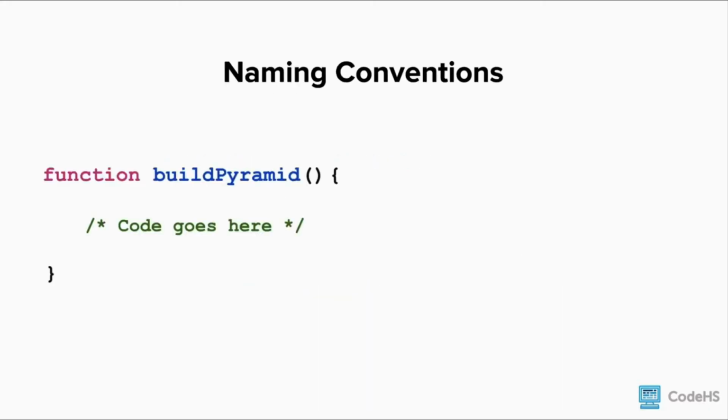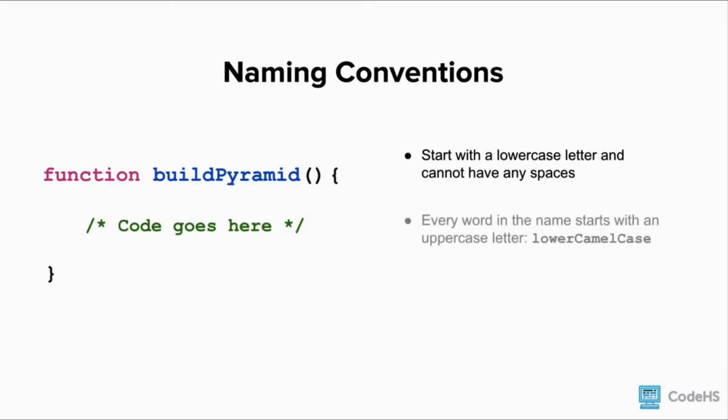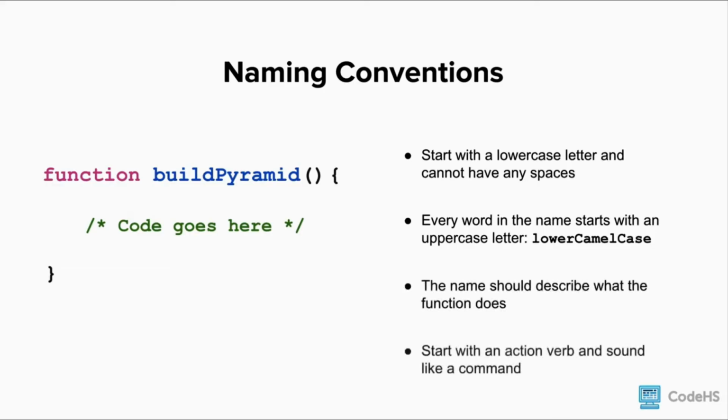Here are some naming conventions, or standards, we should follow when creating new functions in Karel. Every function should start with a lowercase letter and cannot have any spaces. Every following word in the name starts with an uppercase letter. The function name should describe what the function does, and the name should start with an action verb, like build, and sound like a command.